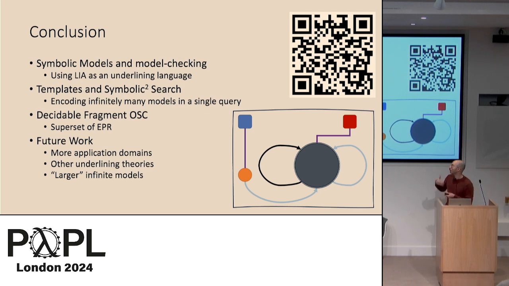And maybe for other domains, we would need other underlying theories. So instead of LIA, maybe some other decidable theory. And also we have an example in the paper of formulas that have larger infinite models, so infinite models that would require symbolic models with infinitely many summary nodes. And we also discuss how this could also be handled in some way.